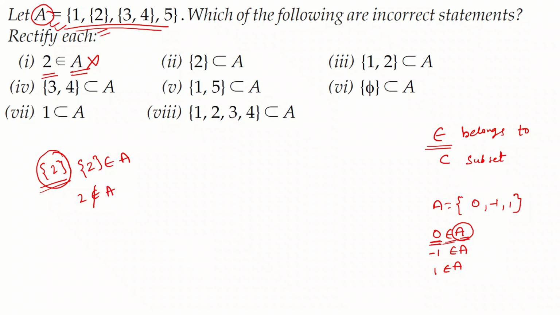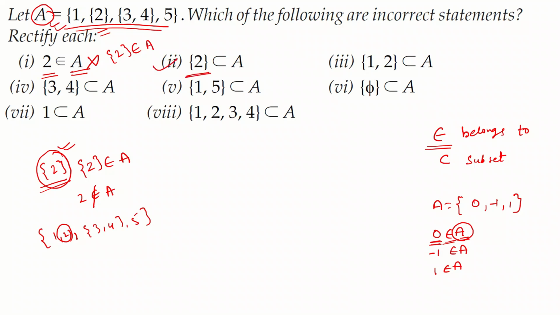If it had been the case, we would be having something like this. But clearly this is not the case. We are having some brackets around 2. So 2 does not belong to A. Rather, this set {2} containing the single element 2 belongs to this set A. So we have to rectify it. So we can write it down as the set {2} belongs to the set A. Now question number 2.